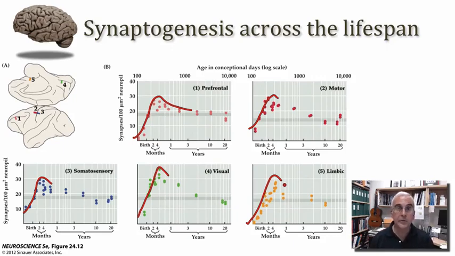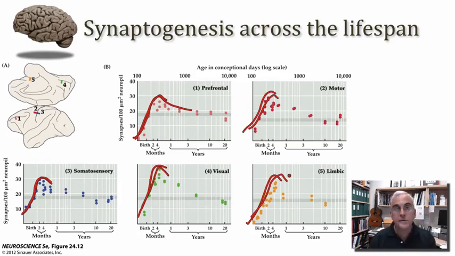So it's reasonable to conclude then that part of critical period plasticity, where the brain is especially sensitive to the influence of the environment, has to do with this phenomenal rate of synaptogenesis that we see during the onset and near the peak of the critical periods in each of these areas.